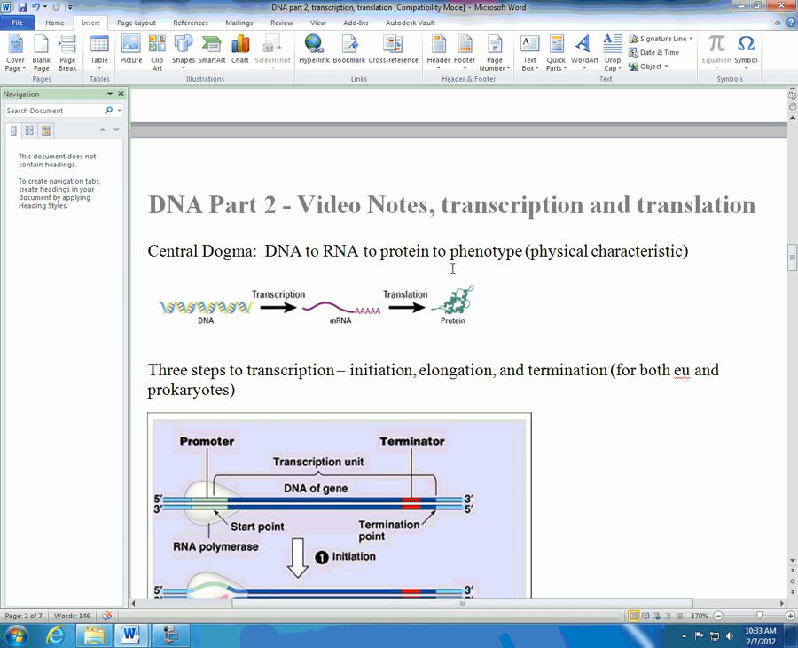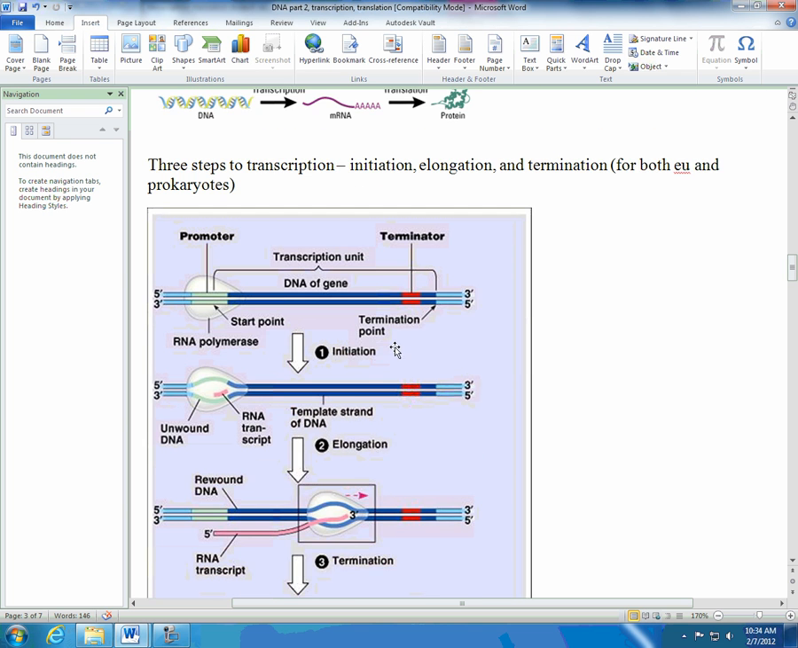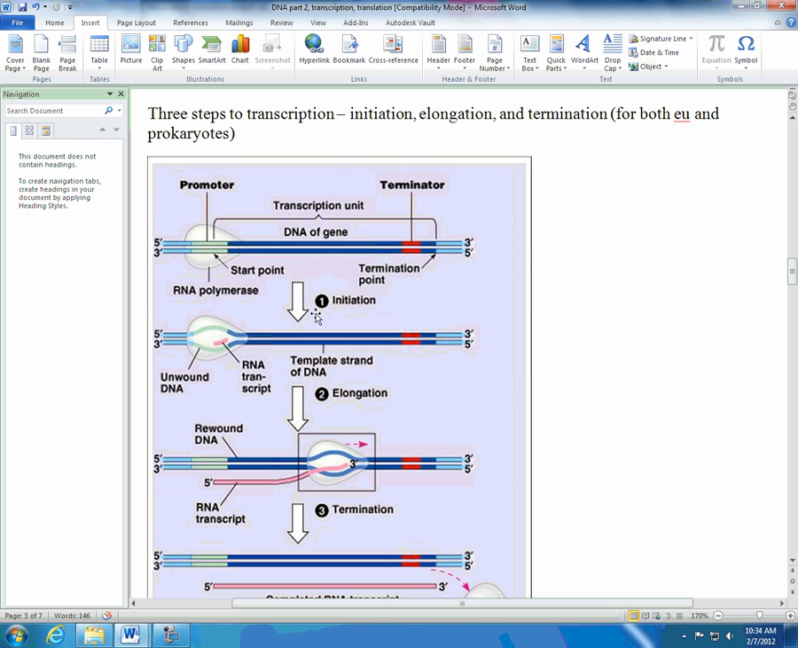In the case of our lab, we had the green fluorescent protein. There's 3 steps, whether you're a eukaryotic or prokaryotic cell, which this visual shows really nicely. Step 1, initiation, then step 2 is elongation, and then step 3 is termination. And you'll notice that you've got this thing called the promoter, and then the terminator right here. And so the promoter is just basically a start point.